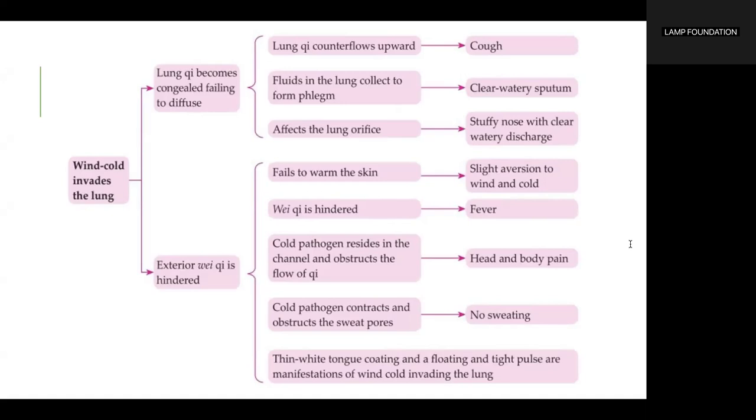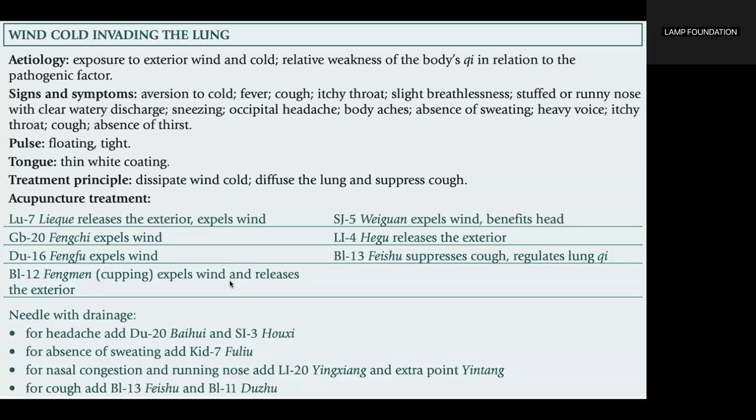Furthermore, some allergens and pollutants can also provoke a wind cold pattern of imbalance. There may be an underlying Wei-Qi deficiency, which means the pathogenic factor does not require the same strength to be able to penetrate the body's defenses.